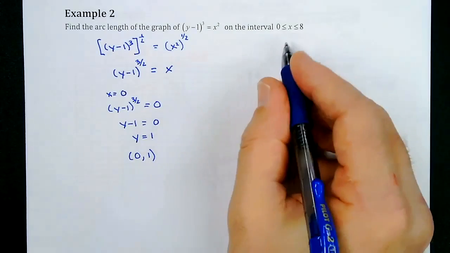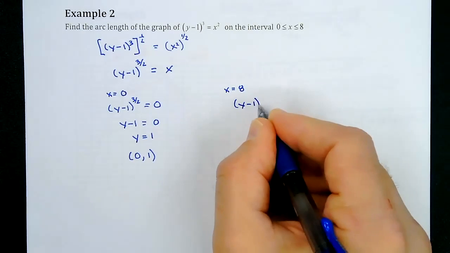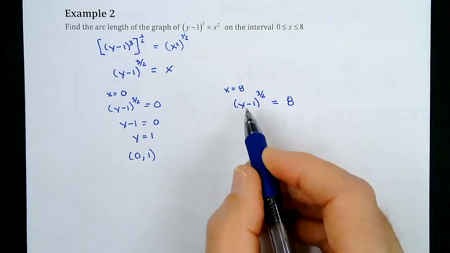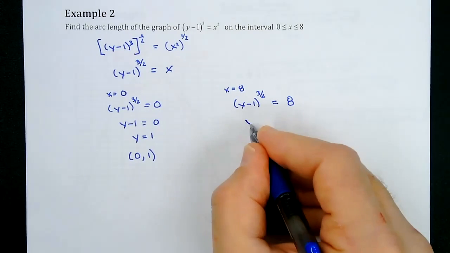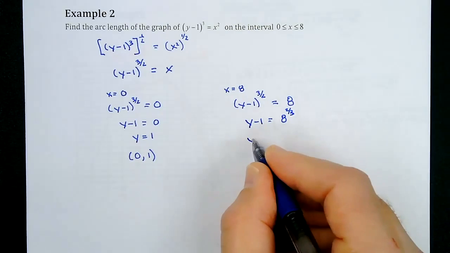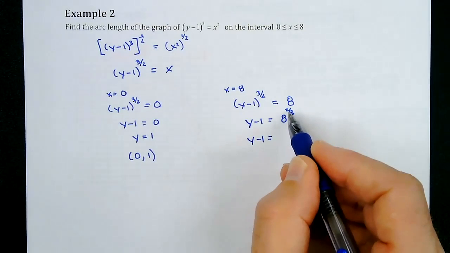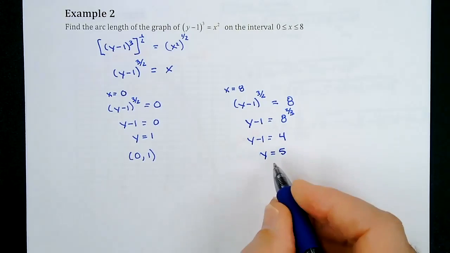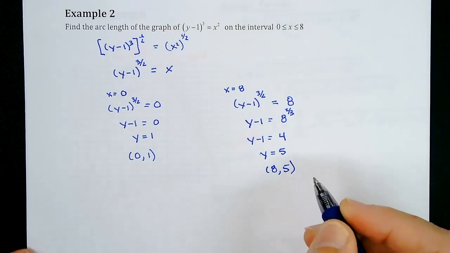We also need to find the y value when x is 8. So when x equals 8, (y minus 1) to the 3/2 power is equal to 8. We're going to raise both sides to the 2/3 power. So the left side becomes y minus 1, which is equal to 8 to the 2/3 power. This would be the cube root of 8, which is 2, but then I need to square it, which is 4. Then add 1, and I get y equals 5. So when x is 8, y is 5.